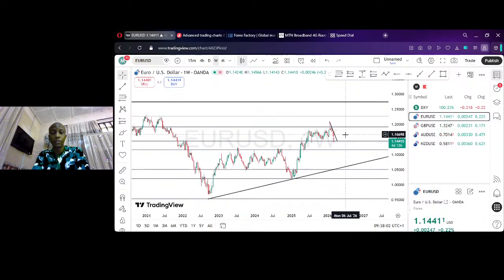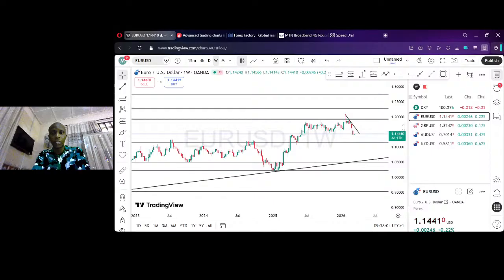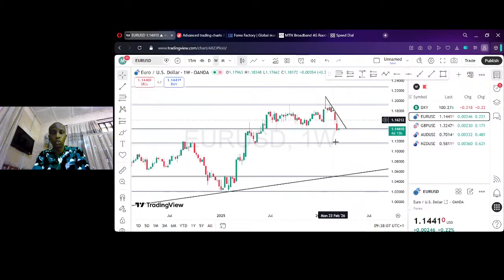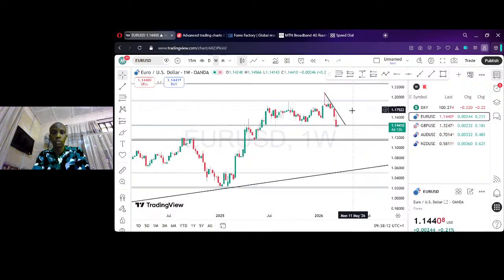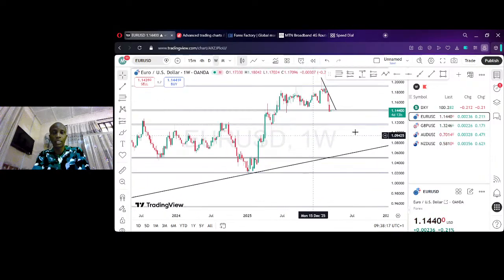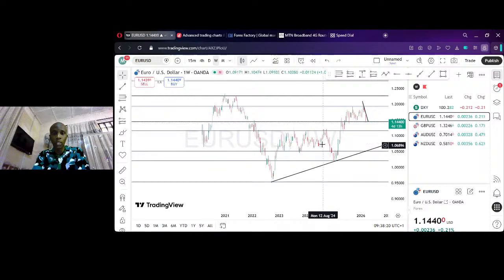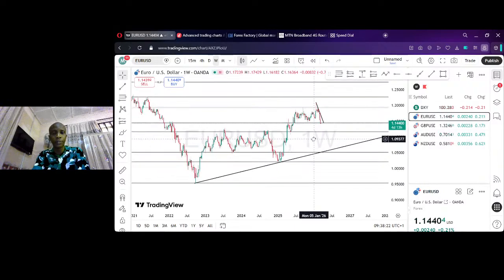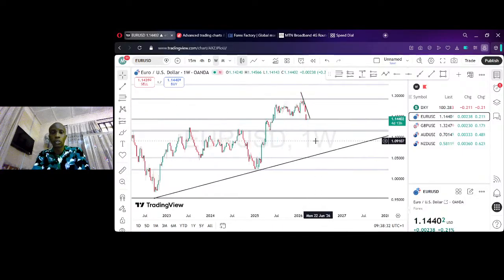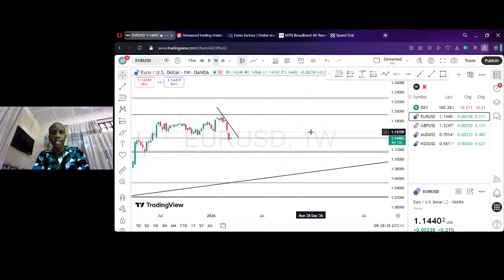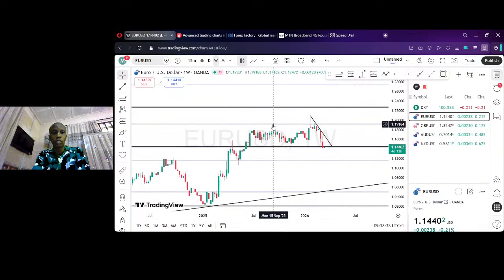Now from the higher time frame, this is the weekly time frame, and as you can see, the last market week closed with a strong weekly candle, and this is a sign of momentum. On the weekly time frame, Euro USD is bullish to the upside. It has been creating higher highs and higher lows, and also right here, price has hit this strong level of resistance.